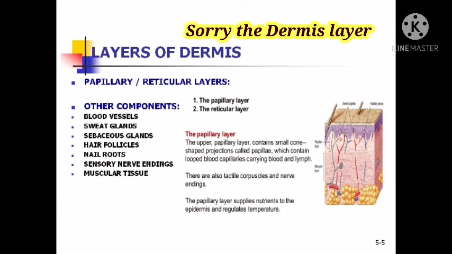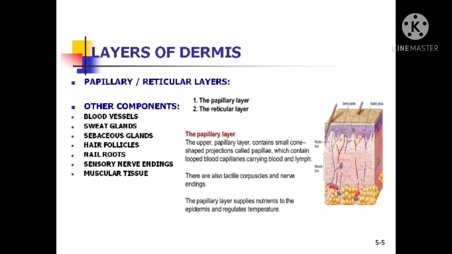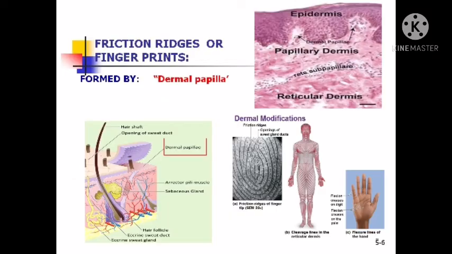The papillary layer contains the blood vessels, the sweat glands, the sebaceous glands, the hair follicles, nail roots, and the sensory nerve endings, and the muscular tissue, the smooth muscle of the hair follicle, that is called the erector pili muscle.